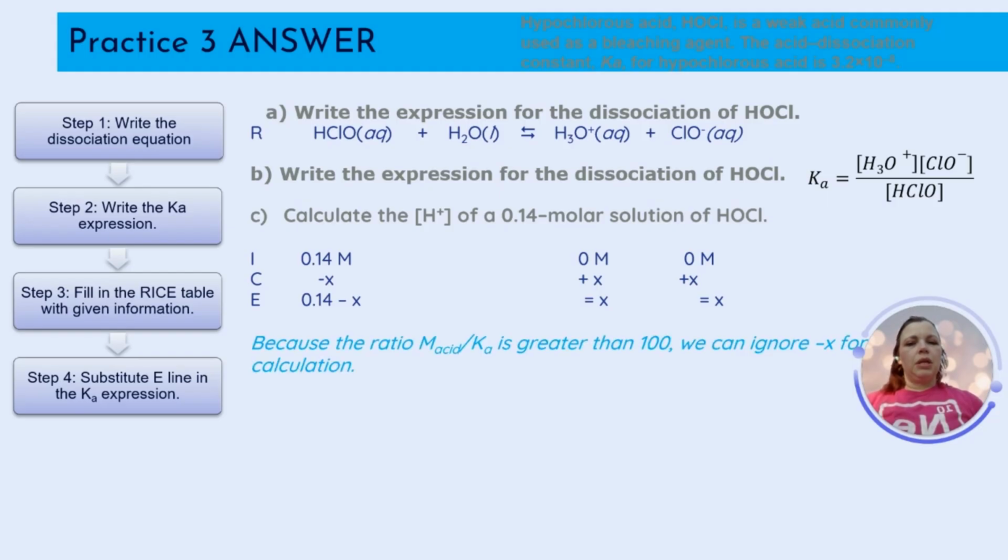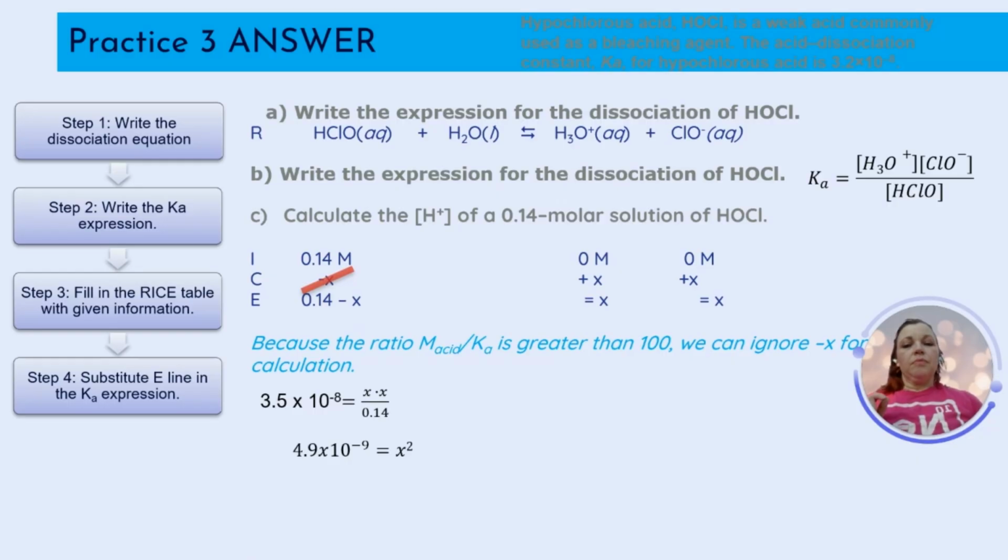We're going to be able to ignore the minus X in the reactants because the ratio of the molarity of acid to Ka is greater than 100. So the starting molarity is more than 100 times larger than your Ka. So we're going to ignore the minus X. So then 3.5 times 10 to the negative 8th, which remember is our Ka from our prompt, is equal to X times X over 0.14.